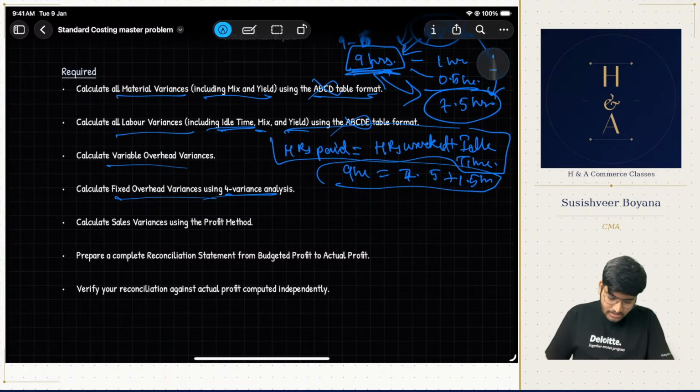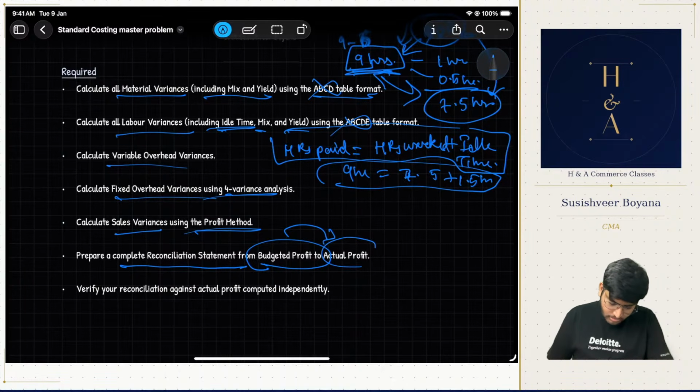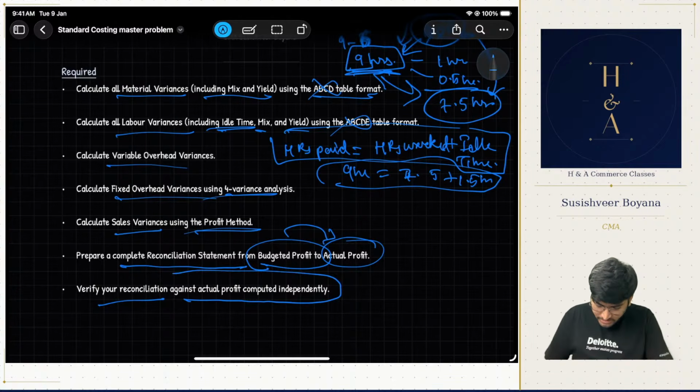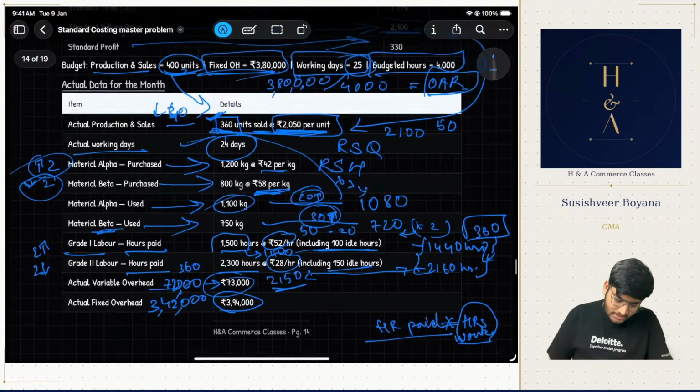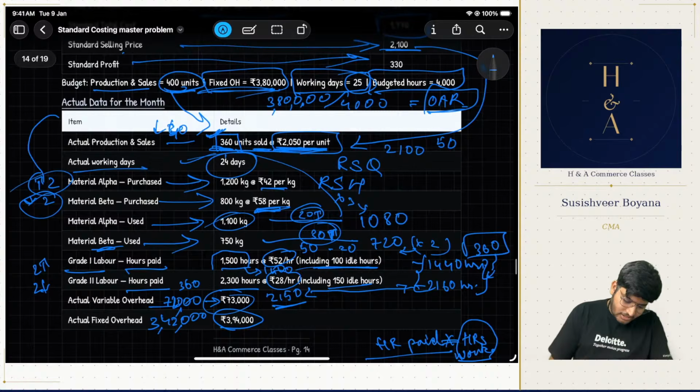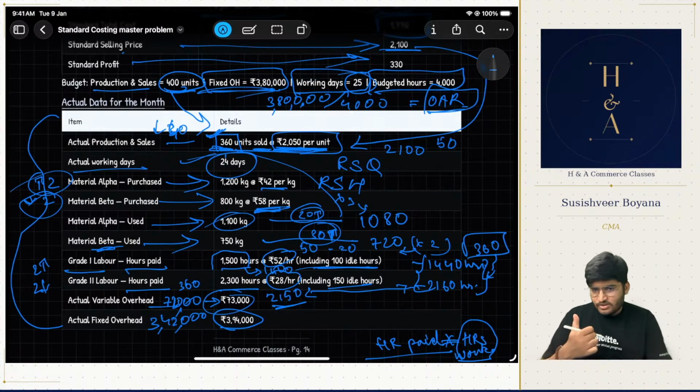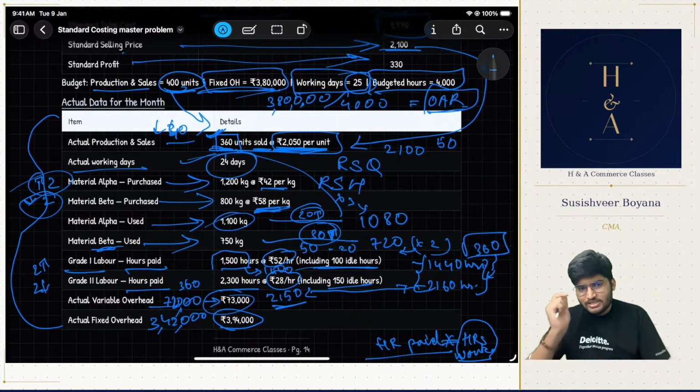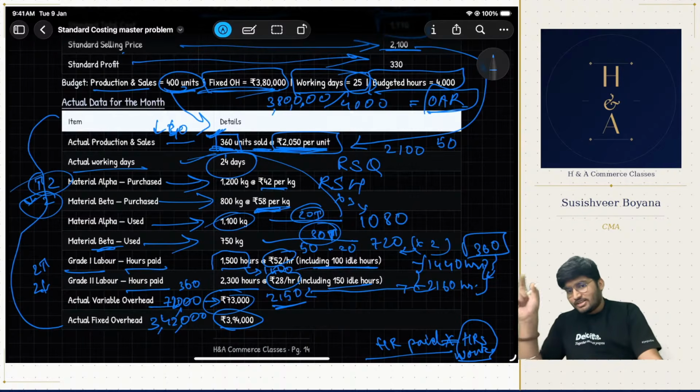Okay. Calculate sales variance using profit method. Okay. Complete reconciliation statement from budgeted profit to actual profit. Verify reconciliation against actual profit computed individually. So he's asking, since this entire actual data is given, cost is given, right? Sale value is given. Reduce those. See if the actual profit you get from this data is matching the reconciliation profit.